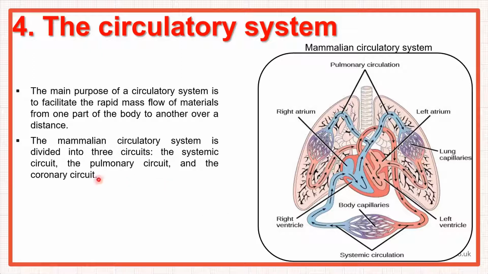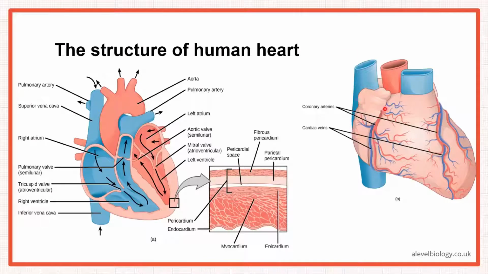The third one is the coronary circuit. Coronary branches branch off from the aorta, the main branch, and then they supply the muscle of the heart. Here you can look at the coronary arteries branching off as they supply blood to the heart muscle. This is what we call the coronary circuit, and the coronary arteries branch off directly from the aorta.